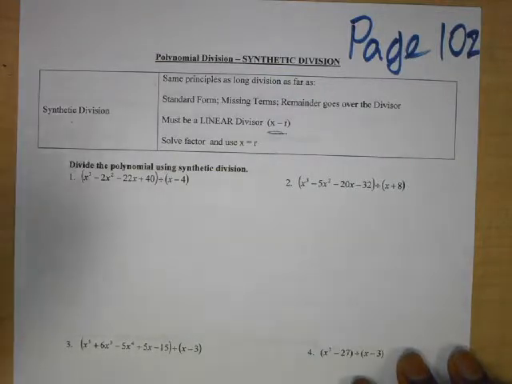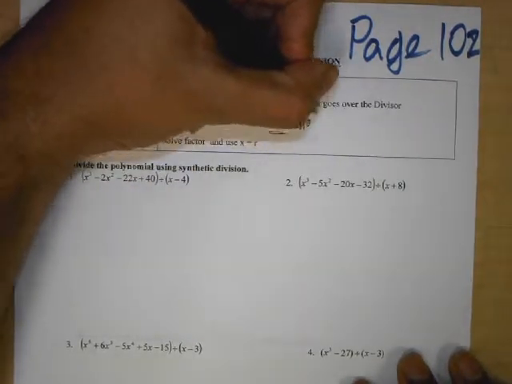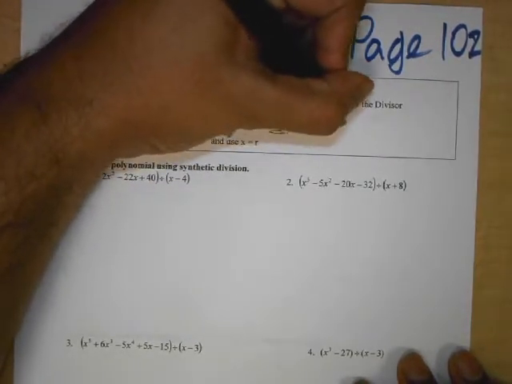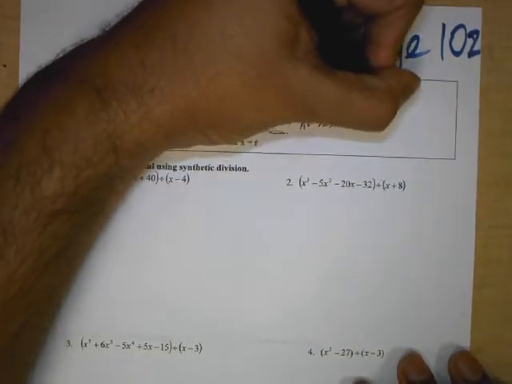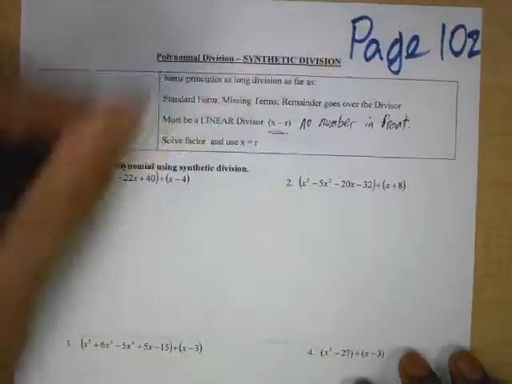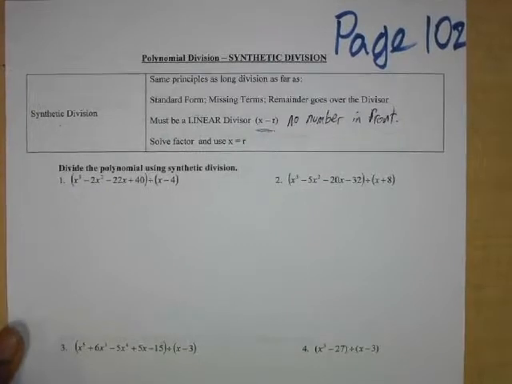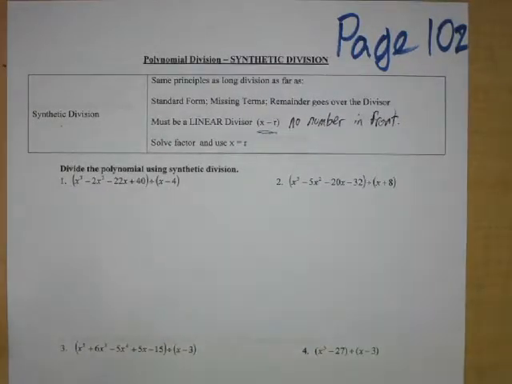So let's make a note of that: no number in front. If you have something like 2x minus 3, that would not work. But anything that's simple, just x minus a number or x plus a number, those would work, okay?